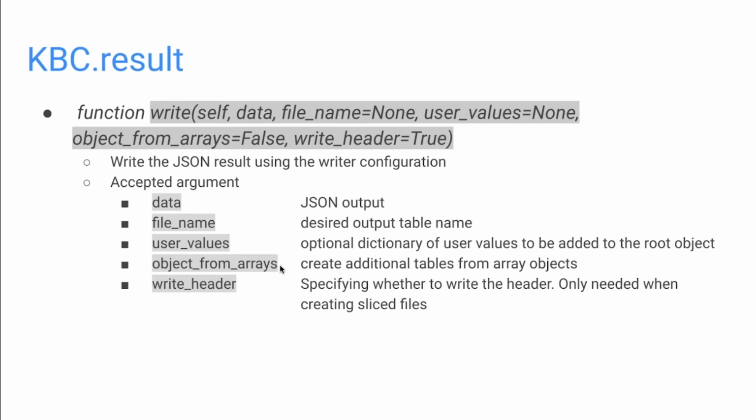object from arrays, this is yes or no, it tells the application whether, if there's an array in the JSON property, to put it as a new table or not. Write header specifies whether to write the header or not. Usually we only need this when we're creating slice files. Of course, for normal data output, we will leave this true. If not, then when you create slice files, you put this as false.